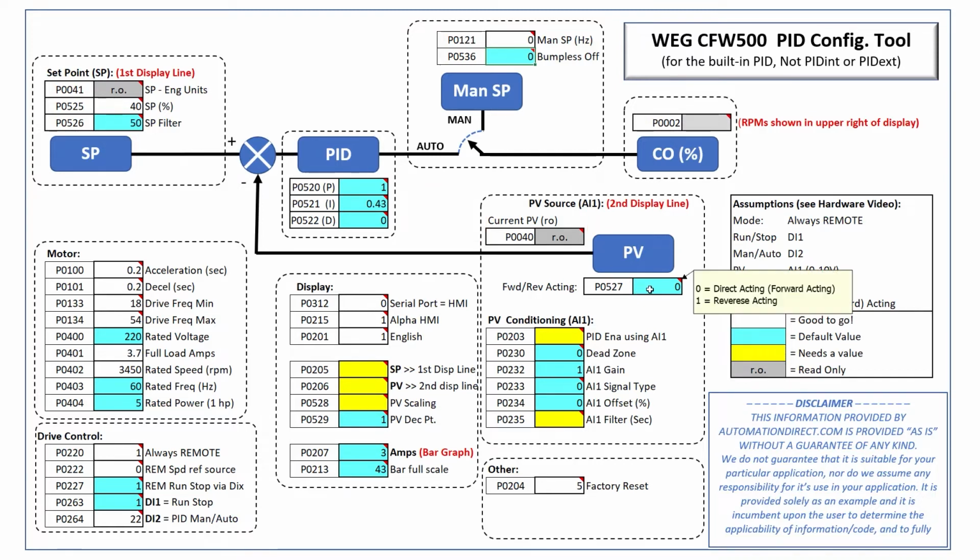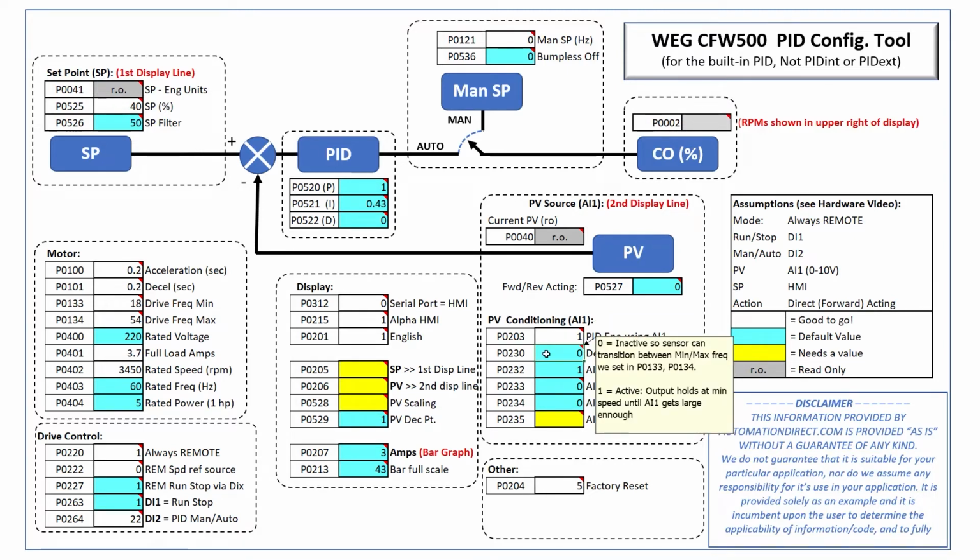We have a forward acting system, so we'll leave that at the default. Forward, or direct acting, means the pressure goes up when the motor speed goes up. A reverse acting system would be like a cooling system, where the temperature goes down when the motor speed goes up. We're using analog input 1 for our process variable. This also enables PID. To disable PID, set this to a 0.